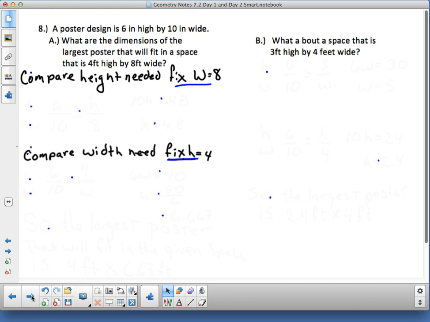Now we compare heights on this next one. The concern of this, some people wonder why we're doing it twice. Okay, in this problem, we're asked to determine if a poster design that's 6 inches high by 10 inches wide can fit in a space that's 4 feet high by 8 feet wide. Okay. Now I want to maximize this. If I have that 4 feet by 8 feet space and I just took my little 6 inch by 10 inch, look, it fit.